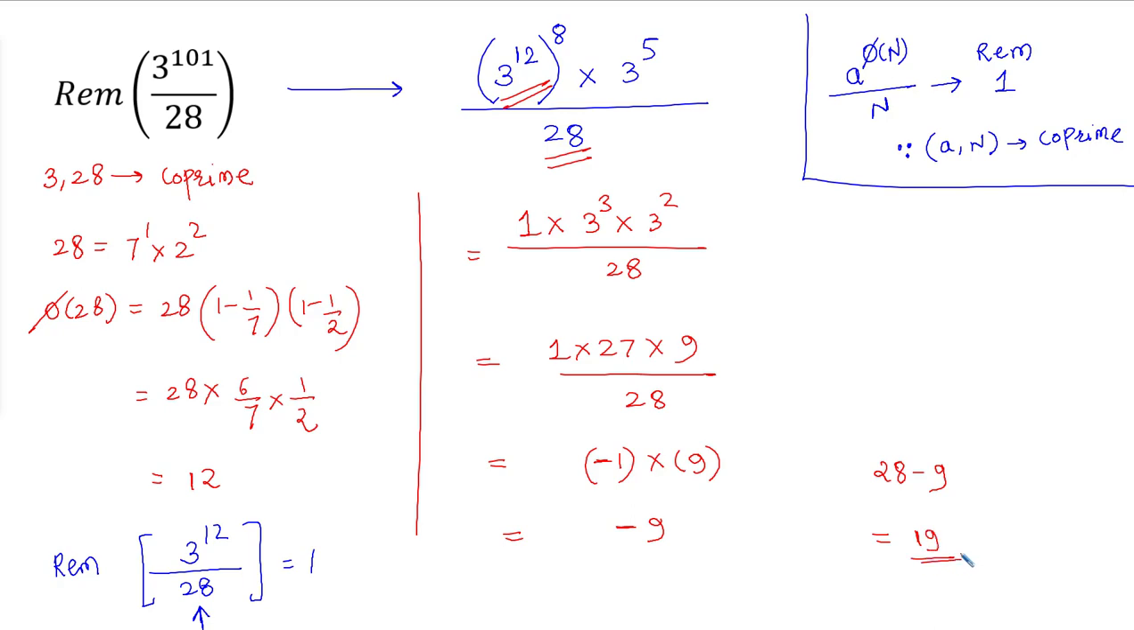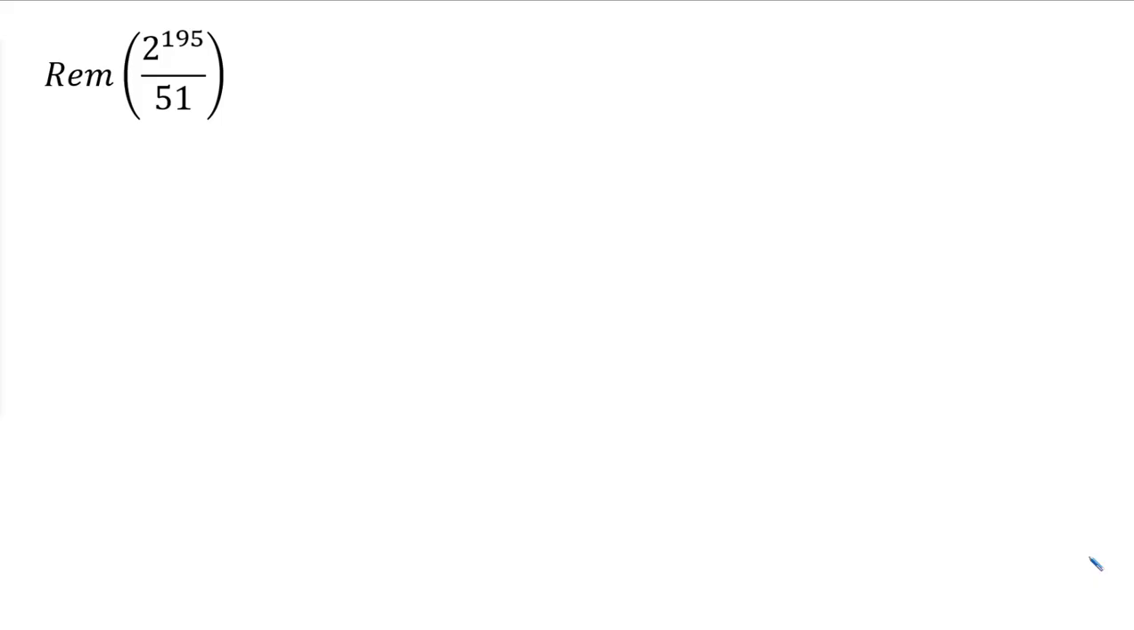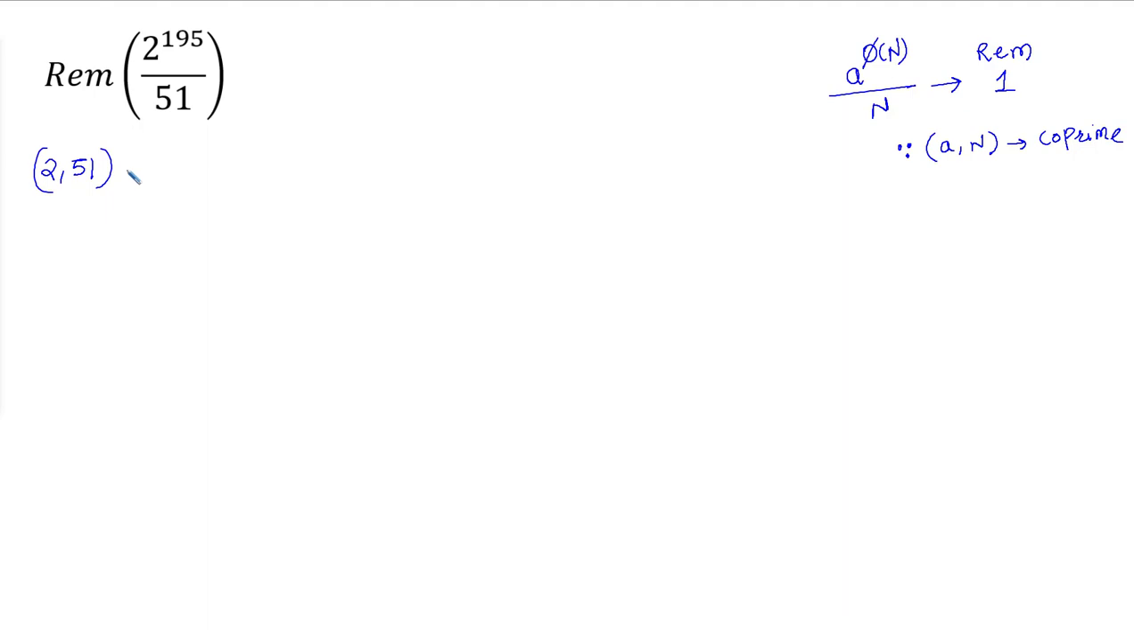Okay everyone, let's have a look at the next example, where we are going to use Euler theorem. The question is 2 to the power 195 divided by 51. So first of all, over here identify that 2 comma 51 represent a co-prime pair. Okay everyone, they don't have any common factor except 1, so they are co-prime.